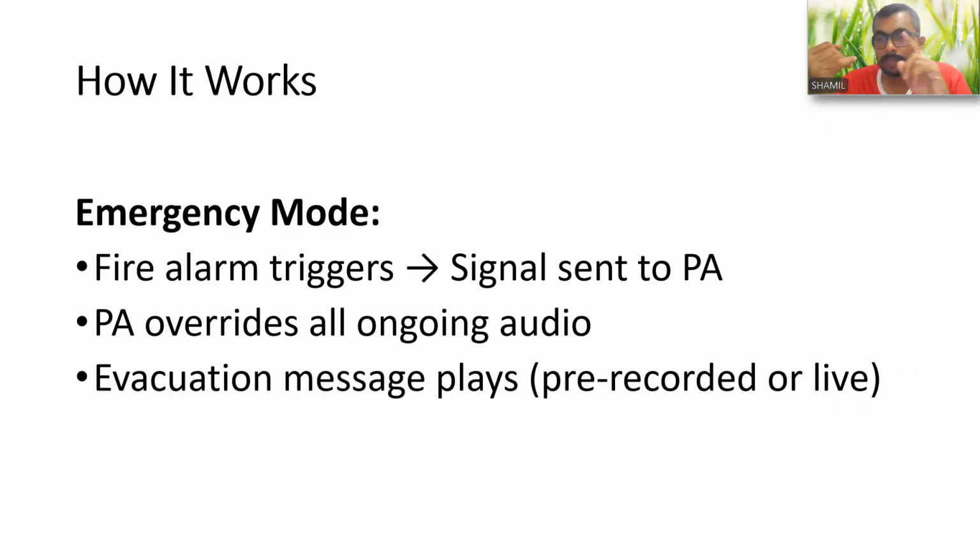Now, the emergency evacuation message can be of two types. One, it could be pre-recorded, that means it could be recorded beforehand and then played. Otherwise, it could be a live announcement. That is, a person sitting in the control room can announce live that there is an emergency situation, or that there is a fire detected on this particular floor of the building, and everyone is kindly requested to evacuate, or everyone from that particular floor needs to be evacuated. So this is what happens during the time of emergency.